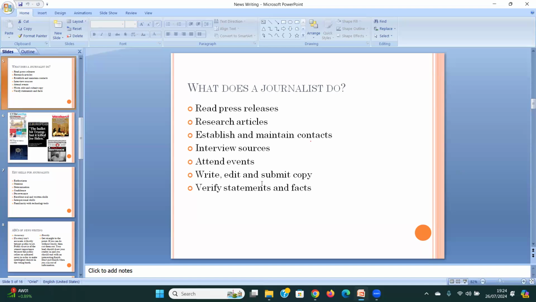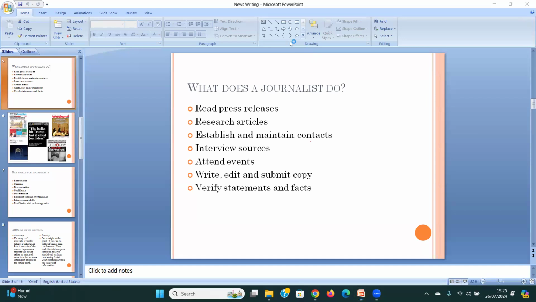Then you have interview sources. You are working on a story. You want to write about anything of interest, health, sports, you need to go after those who know, who have the knowledge, in interview sources. Then attend events, programs, conferences, seminars, where you meet stakeholders, meet people who are knowledgeable about events around, and you exchange contacts, and you introduce yourself. They know, okay, this person is a journalist. And what else? The key, which is writing, editing, and submitting your reports.